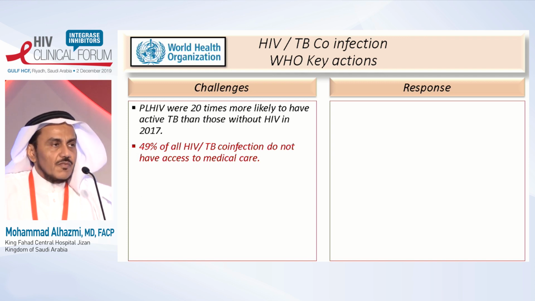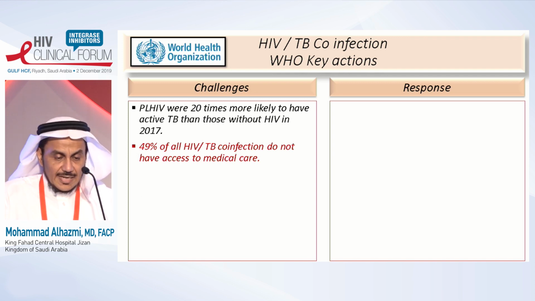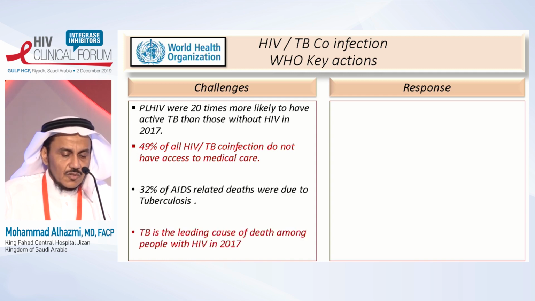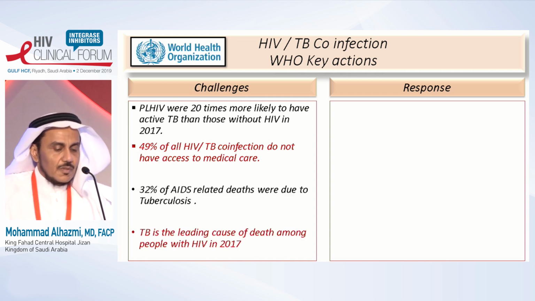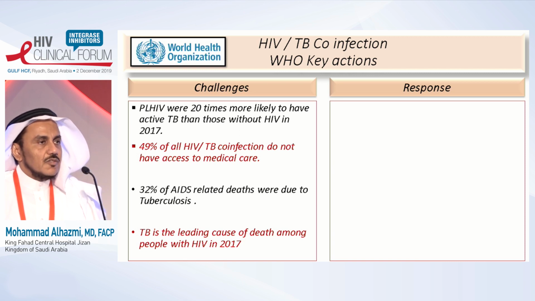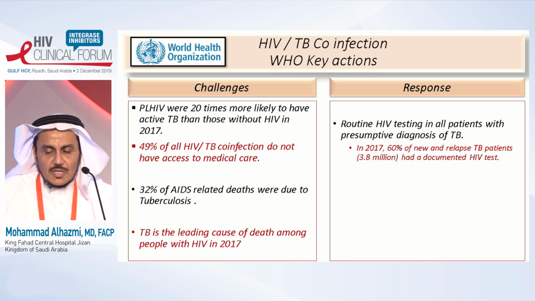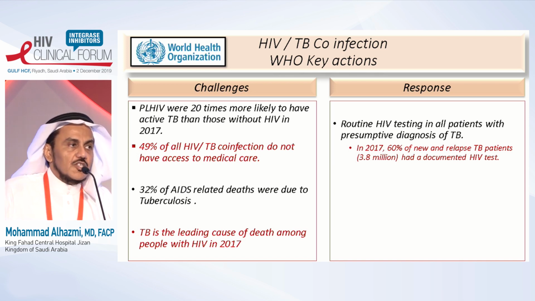HIV positive patients have a 20 times higher risk of developing active tuberculosis than non-HIV. And as I said, 50% don't know about their status. 1/3 of the patients with co-infection died, making tuberculosis the leading cause of death in the HIV positive population in 2017. So what was the response?